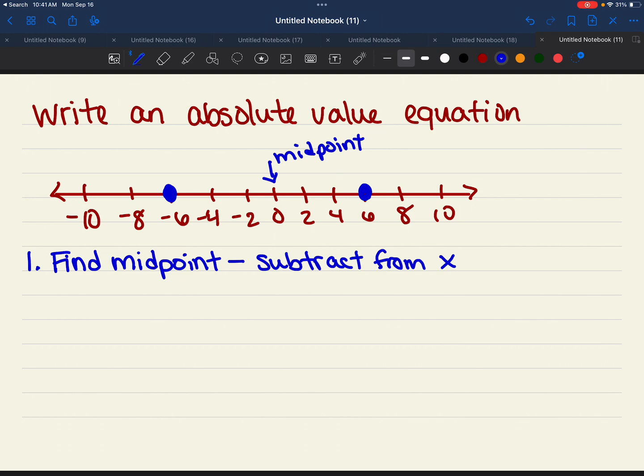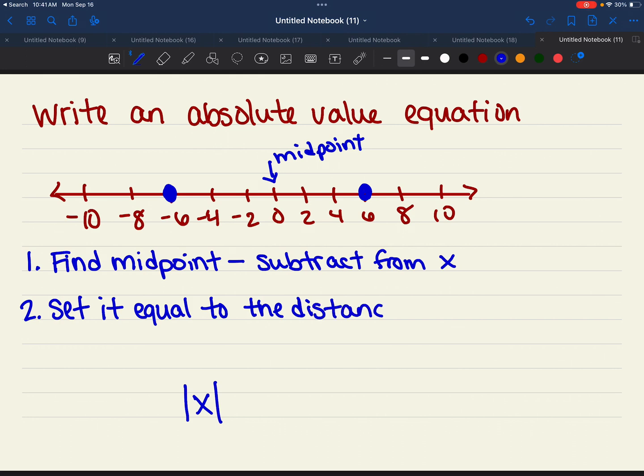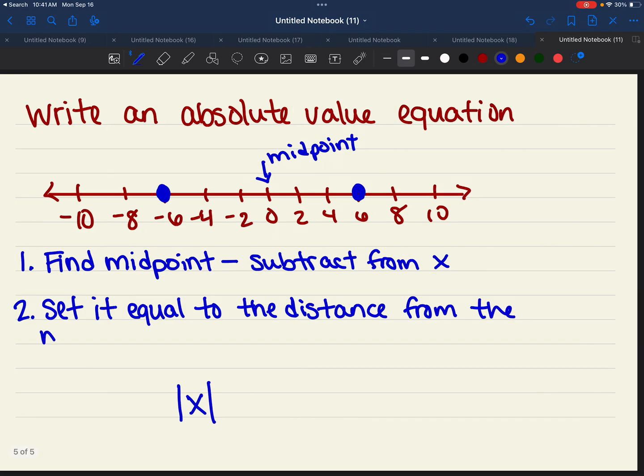So we're going to find the midpoint and subtract it from x. Now, in this case, do I need to do x minus 0? Would we ever write x minus 0? No, because it doesn't change anything. So here we're just going to use the absolute value of x. And then step 2, we set it equal to the distance from the midpoint to each point.